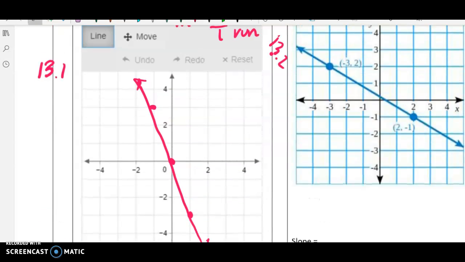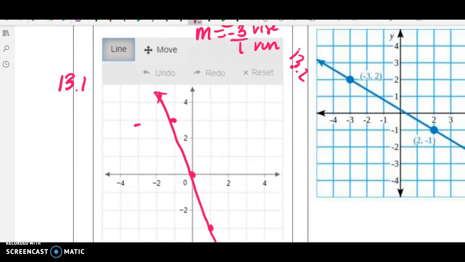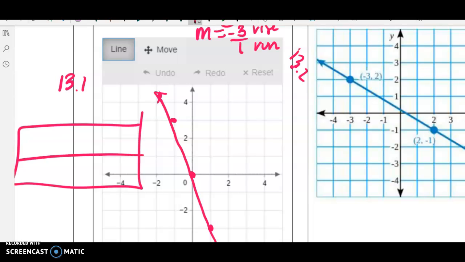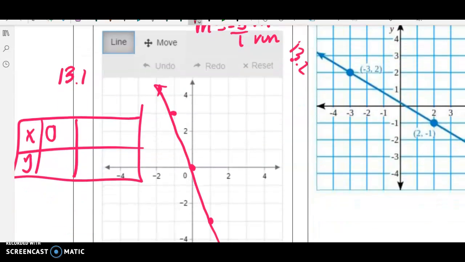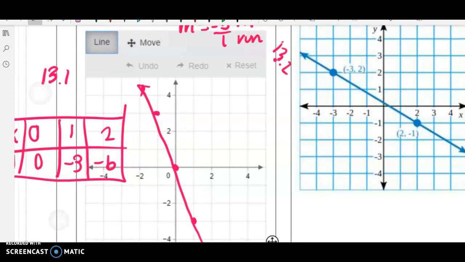You also could have made a table and plugged in for your x and your y. So when I plug in 0, 0 times -3 would be 0. When I plug in 1, 1 times -3 is -3. And then 2 times -3 would be -6. So that's another option as well.